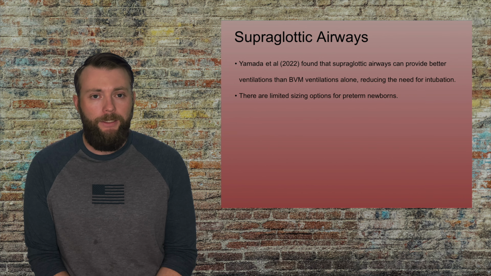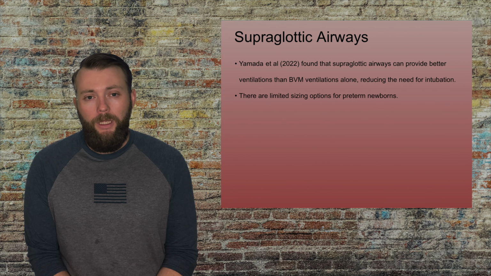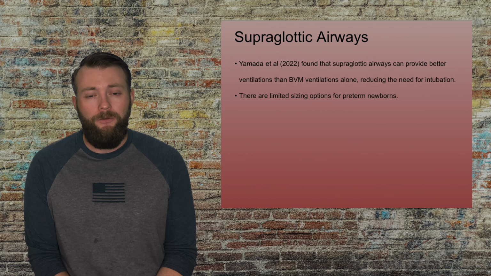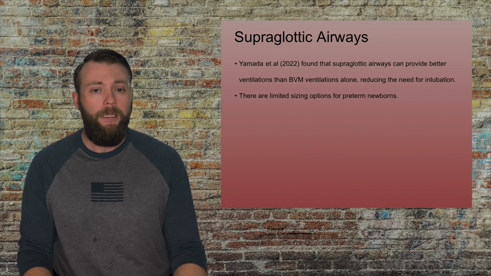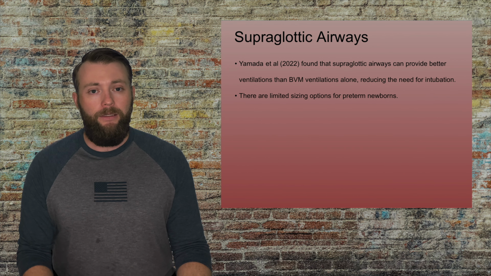The other disadvantage is that with your supraglottic airways, there can be limited sizing options available for preterm newborns. As we discussed in Volume 1, about 43% of pre-hospital deliveries are preterm deliveries. So some of those supraglottic airways may just simply be too big for our neonatal patients, which is where neonatal intubation has the advantage.